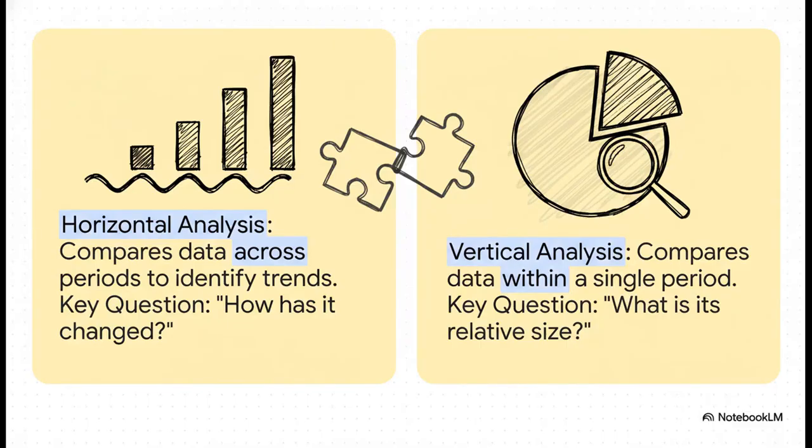And this table just lays it out perfectly. You can see how these 2 techniques are partners, but they answer totally different questions. Horizontal is all about the trend. How have things changed from last year to this year? It's about the flow. Vertical is all about proportion.